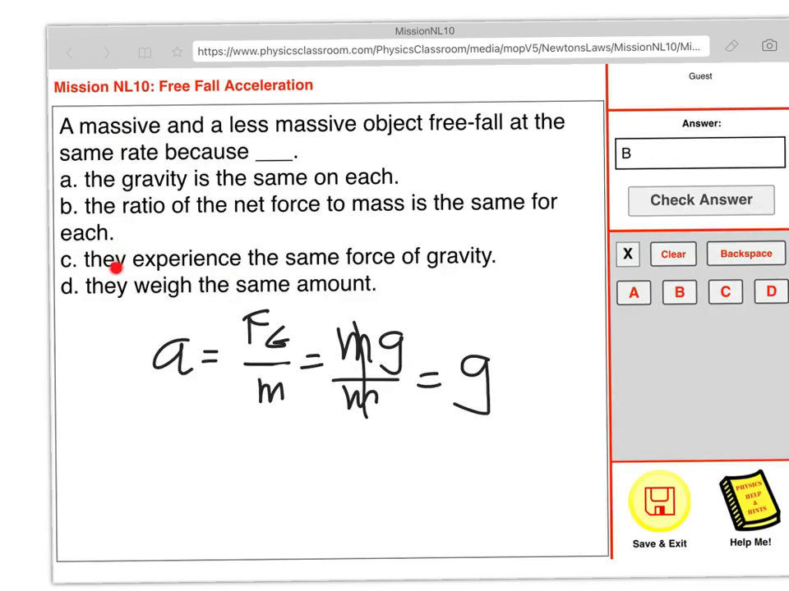So all statements are false except for B. Convince yourself why the other statements are false. And here's the symbolic or equation solution. The acceleration is the force of gravity over the mass, but the force of gravity is mg. And so for any mass, that ratio is going to be g, because the mass, no matter what the value is, is going to cancel out.